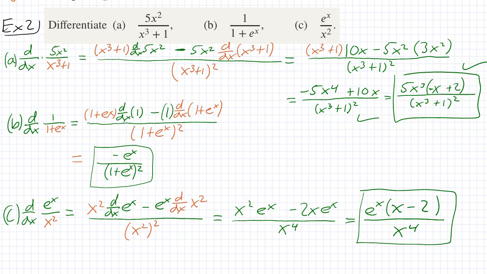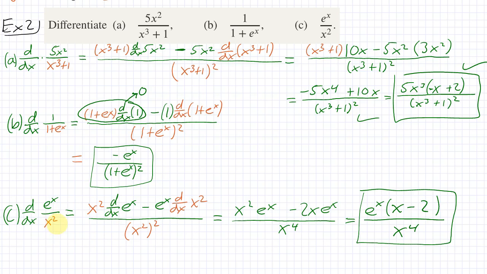With the second one, same idea. I have the bottom in orange, so I have low d high minus high d low over the square of what's below. And with this one, the derivative of 1 is 0, and that means this whole thing is going to become 0. It's 1 plus e to the x times 0. And you end up with minus 1 times the derivative of 1 is 0, plus the derivative of e to the x is still e to the x. So we just have this negative 1 times e to the x divided by the denominator squared.